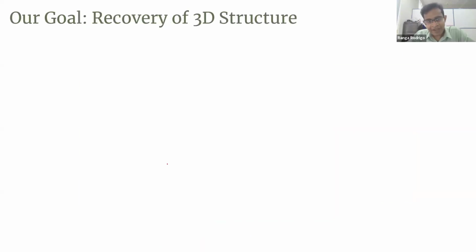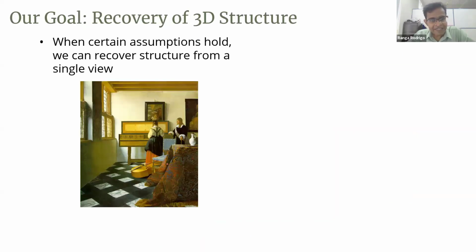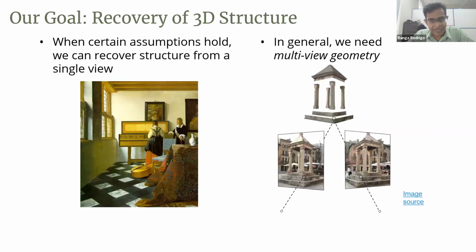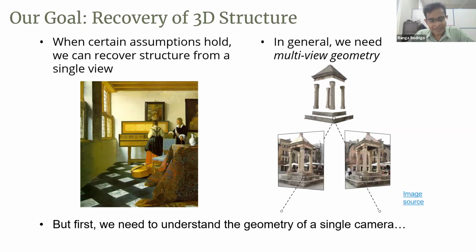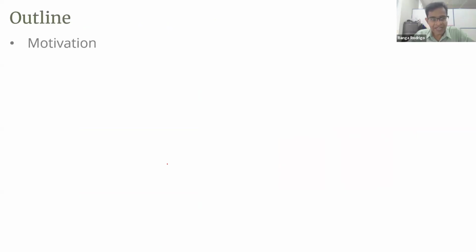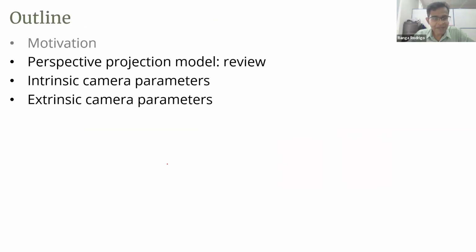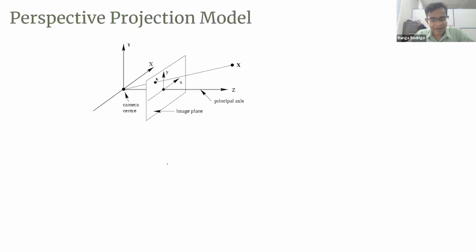Okay, so our goal is to recover the 3D structure. With certain assumptions hold, we can recover the structure from a single view. In general, we need multiple views to get the 3D structure. But first, we need to understand the geometry of a single camera. So let's understand the perspective projection model, intrinsic camera parameters and extrinsic camera parameters.